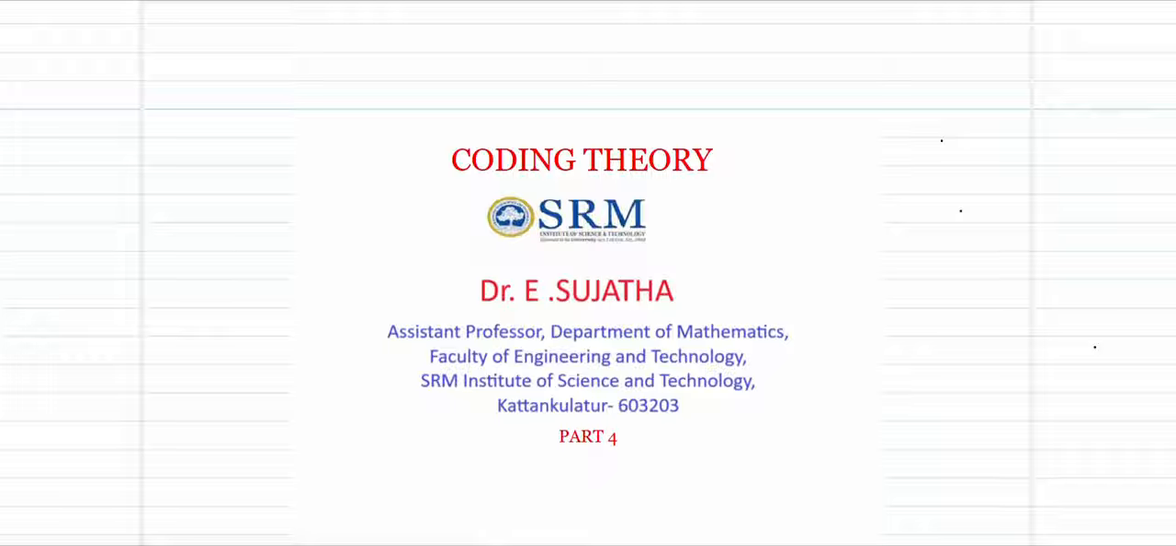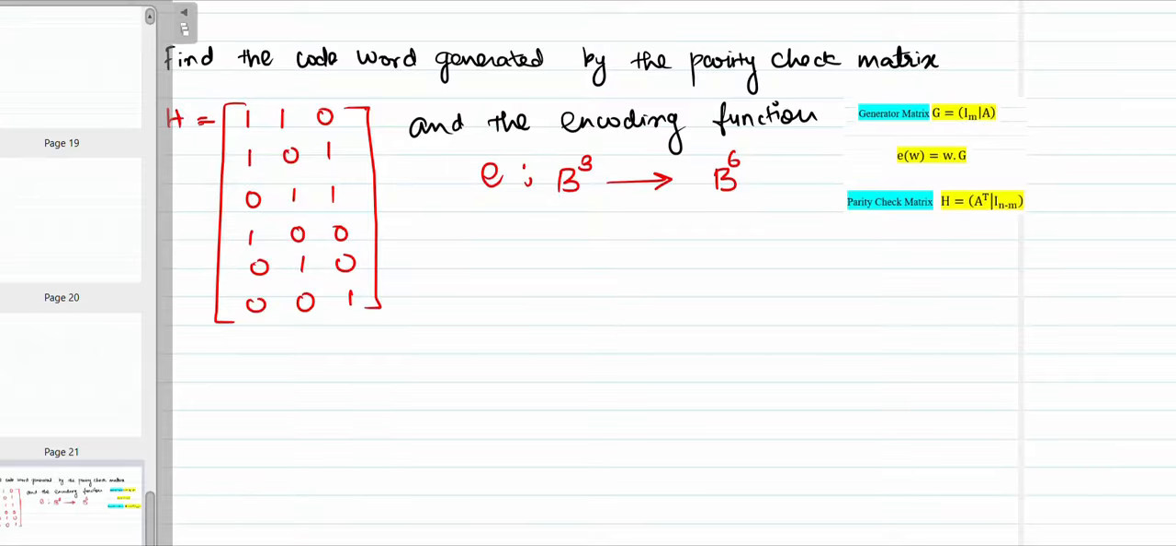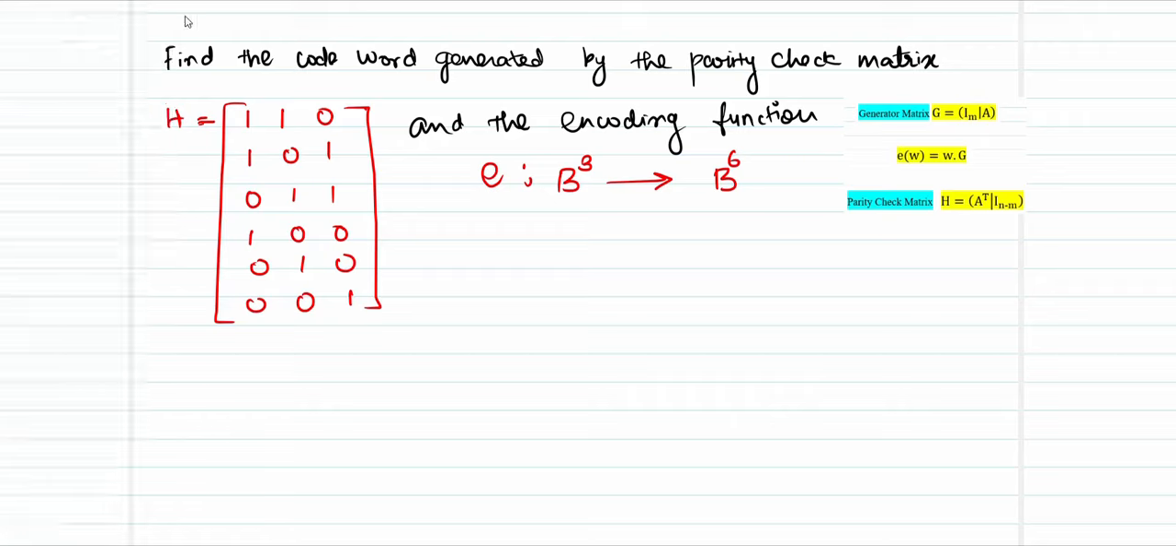This will give you one more type of problem of the same content which we covered in the third video, namely how to encode words. We will move on with the problem. We will have to find the code words generated by the parity check matrix H, and we have been given the encoding function E, which moves from B3 to B6. That is, a 3-bit word is now being converted to a 6-bit word.